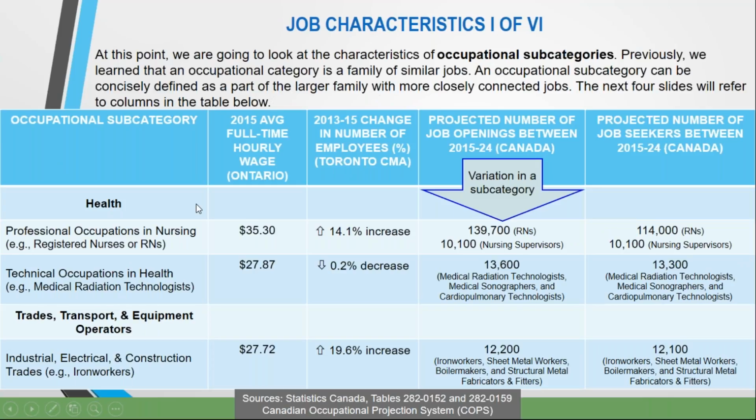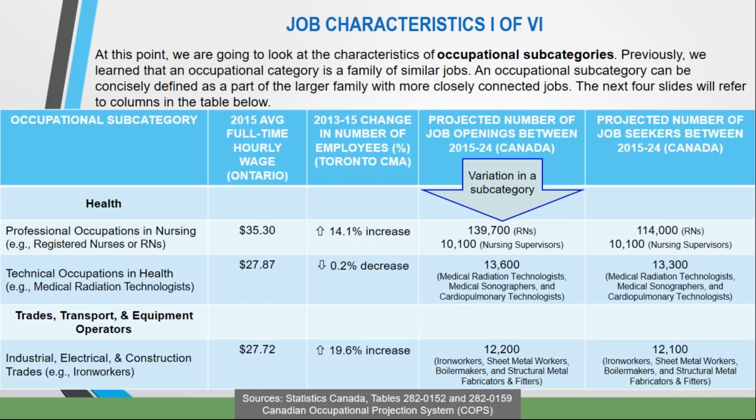So Ella has defined occupational categories for us, and now we are going to explore occupational subcategories. An occupational subcategory is a part of the larger occupational category or family. For example, within the health occupational category, we have the subcategories of professional occupations in nursing and technical occupations in health, like ultrasounds, x-rays, and radiation therapy. Likewise, within the trades, transport and equipment operator category, we have industrial, electrical, and construction trades, for example, iron workers. To reiterate, a subcategory is a section or part of the larger category.